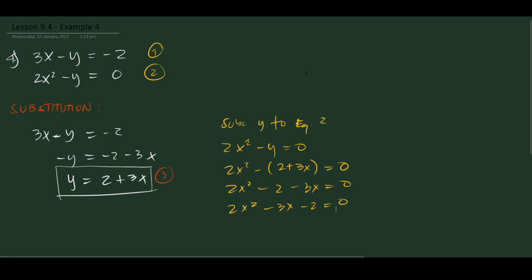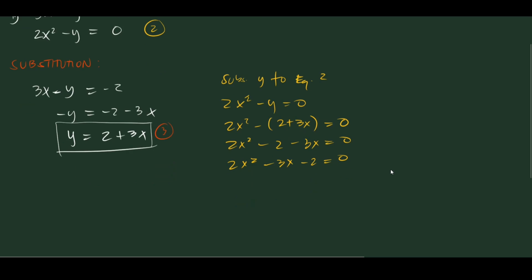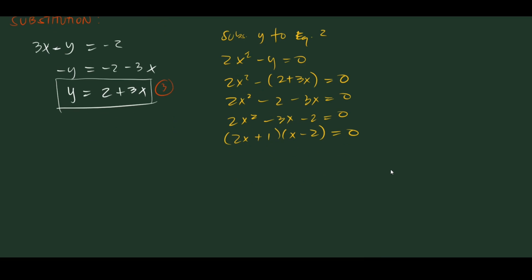Okay, so let's find the roots here. We have 2x squared minus 3x minus 2 is equal to 0. Can we factor this out? If we factor this out, we will get (2x plus 1)(x minus 2). Using the zero product property, in order for this statement to be true, either 2x plus 1 is equal to 0 or x minus 2 is equal to 0.